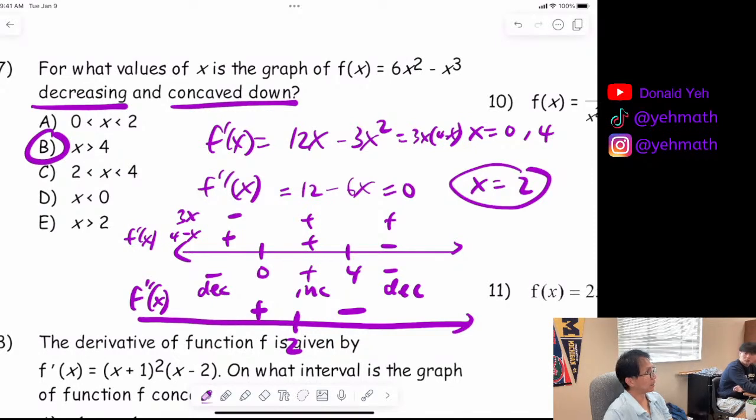But if you look at the number lines on top of each other, the function is going to be increasing and concave down. Questions?